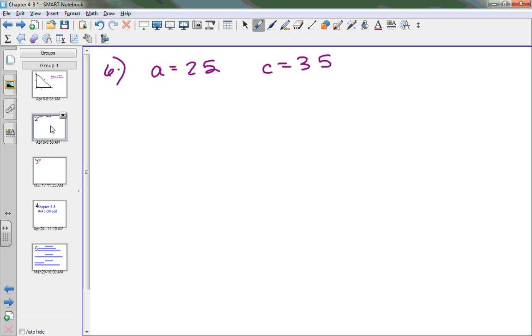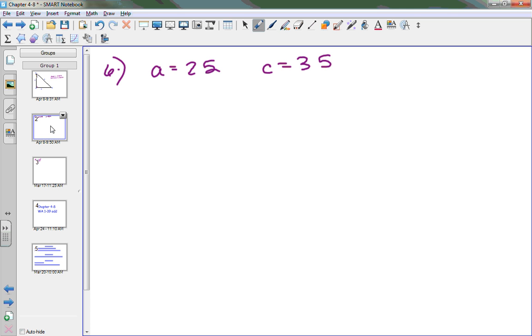Now, in your textbook, I'm doing a homework problem. This is number 6. Look in your book, please. Section 4-8, problems 1 through 10. It says solve the triangle, the right triangle shown in the figure. Round your answers to 2 decimal places.